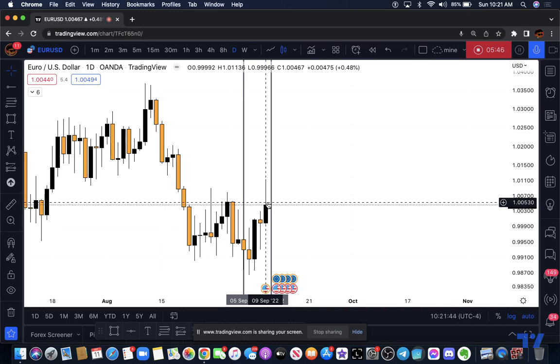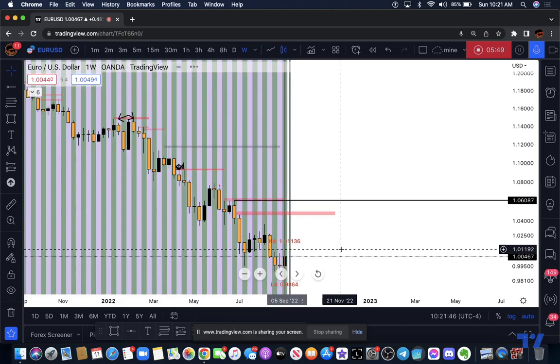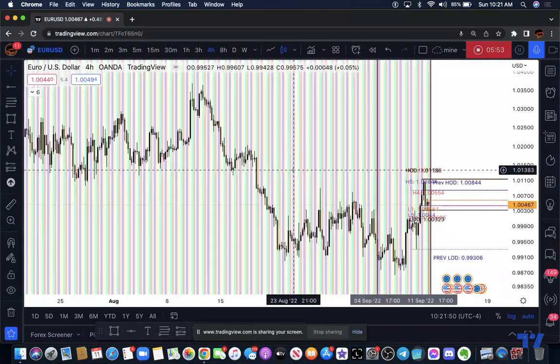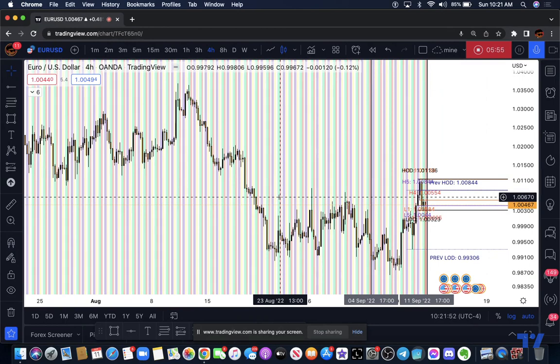As far as the weekly time frame goes, the weekly time frame is bearish. So I'm just looking at continuation moves all week with these pairs. Next we have AUD USD.